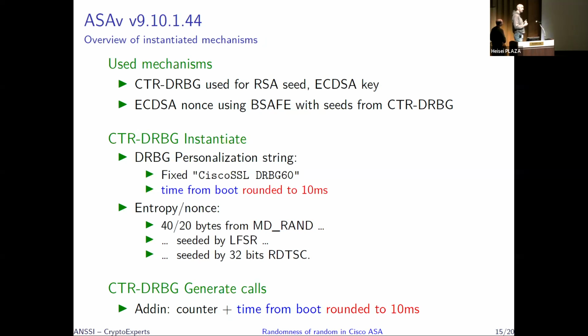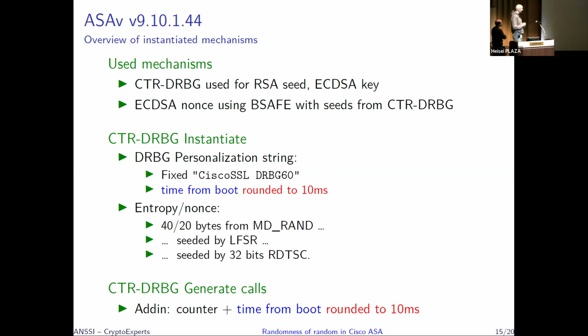In that specific case, you have 40 bytes and 20 bytes of random, or so-called random, which are taken from MD round, which is itself instantiated from a seed from an LFSR, which is itself seeded from 32 bits of RDTSC. So at the end of the day, in this version, you have only 32 bits at the roots of the DRBG.